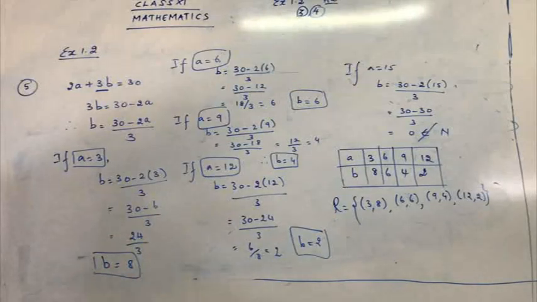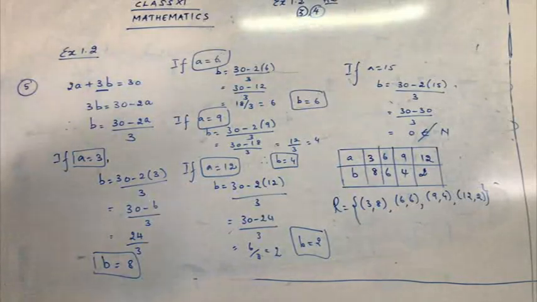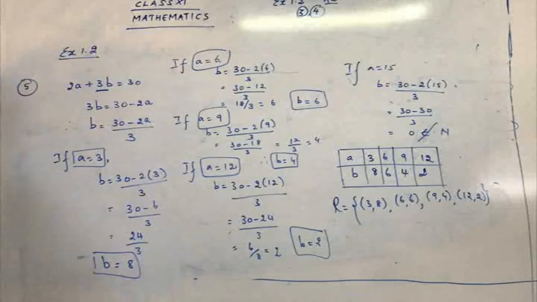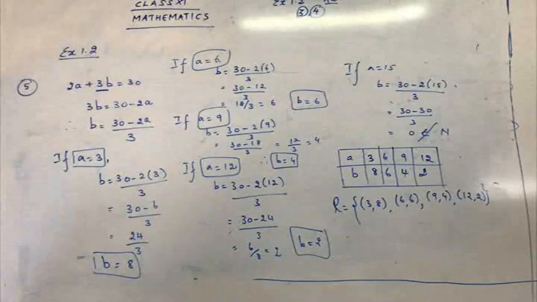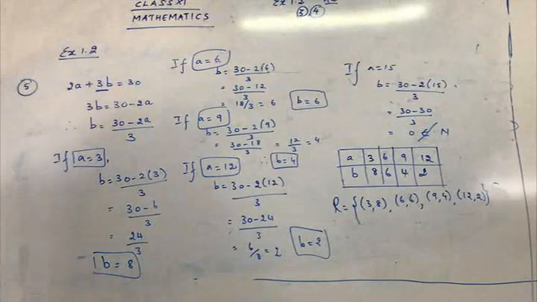These are the required pairs. Okay, so now we have not entered the original question part. The question part was to check whether it's reflexive, symmetric, transitive, and equivalent. So now we are going to move to that part. Till here, I hope the sum is clear to you.